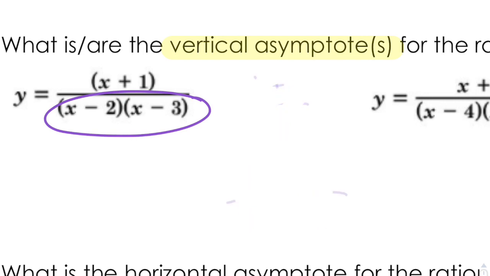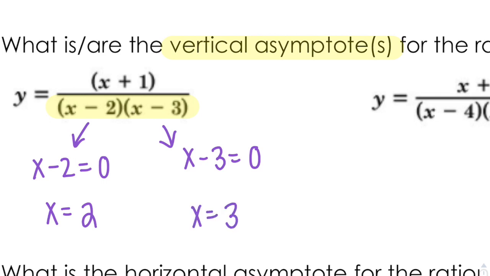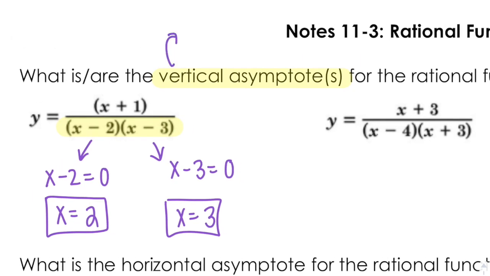So the best way to find those vertical asymptotes is to look at your denominator and go from there. So if x minus 2 equals 0, that's 0 times anything. That would give me 0. So x equals 2. Or x minus 3, if that were 0, that wouldn't work out. That would give me an asymptote. So x equals 3. And that's how you find your vertical asymptotes. You set your denominator equal to 0 and solve.